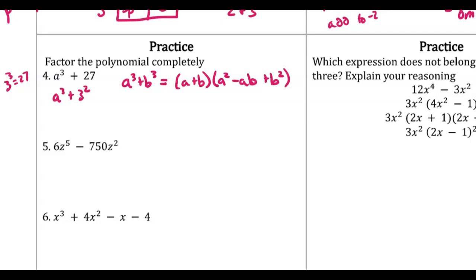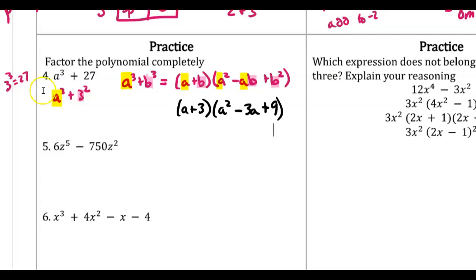All right, so our a is literally just a. That makes that pretty easy. So everywhere there's an a, we're going to plug that in. And our b is 3. So anywhere there's a b, we're going to plug 3 in. So what we have is a plus 3, a squared, minus a times 3 is 3a, plus 3 squared is 9. And that would be that answer.